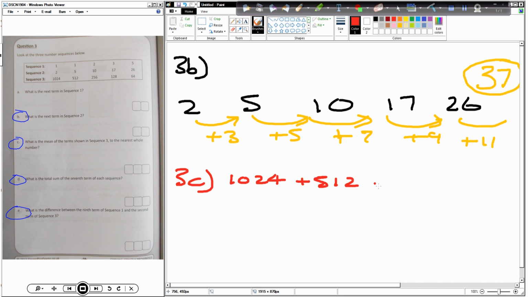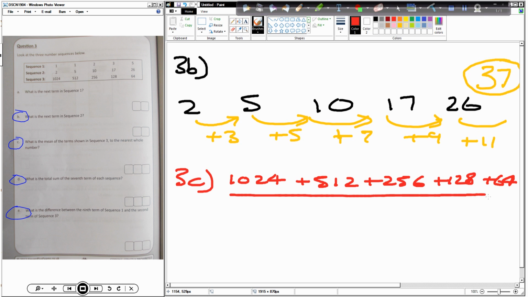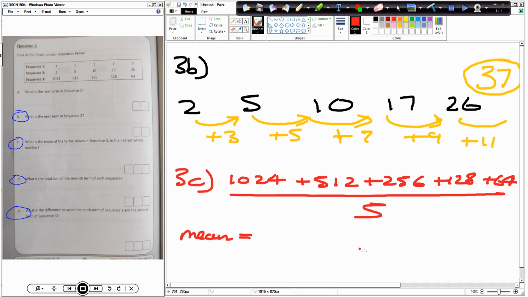I want somebody to work that out for me quickly, please. Work that out in the room. Plus 128, plus 64. Then we're going to divide it by the number of numbers that we have: 1, 2, 3, 4, 5. That's the calculation we've got to work out the mean. The top number adds to 1984. Then you have to divide it by 5.